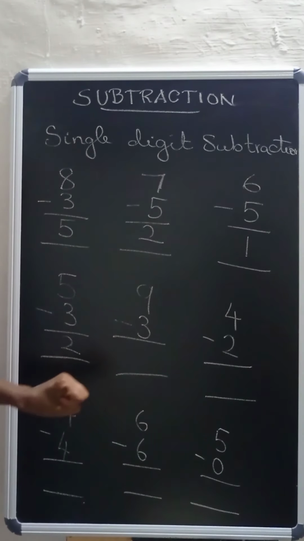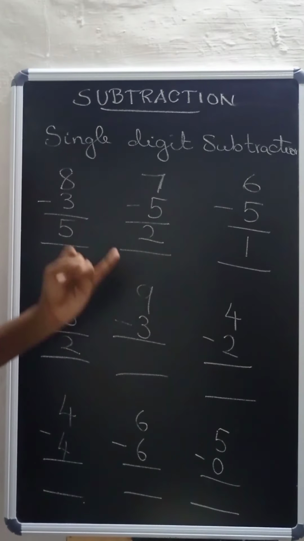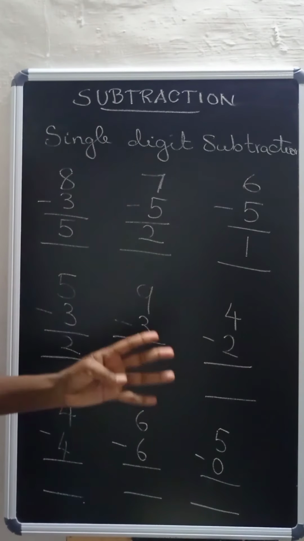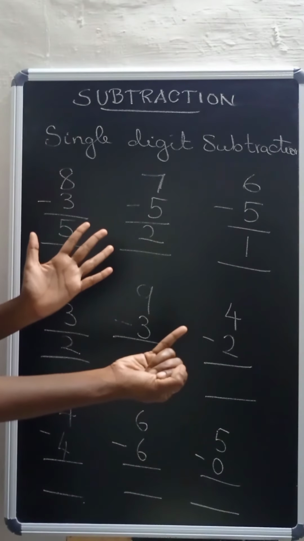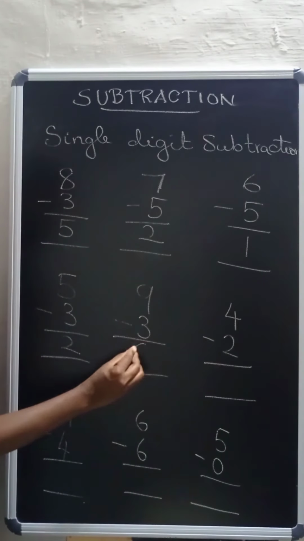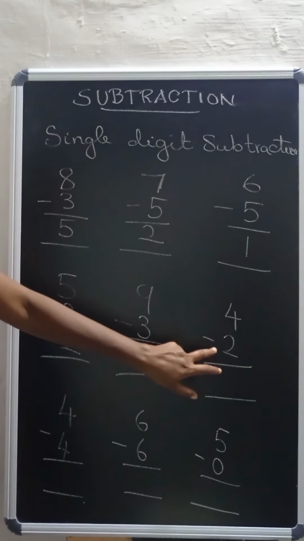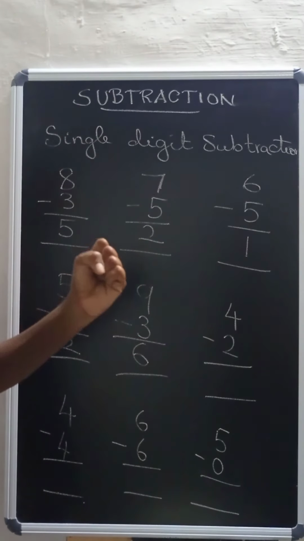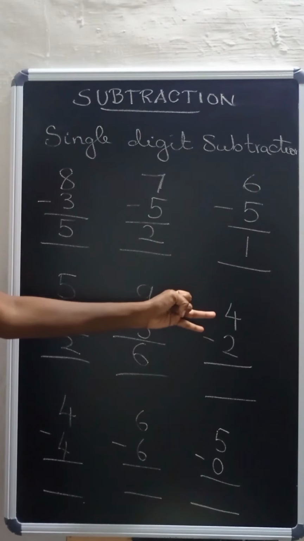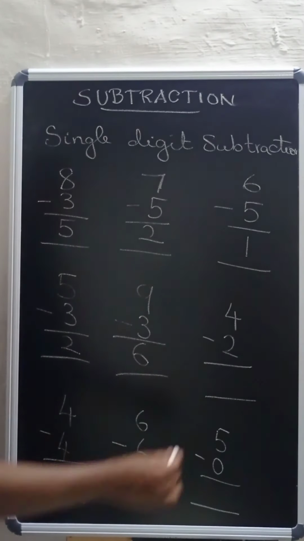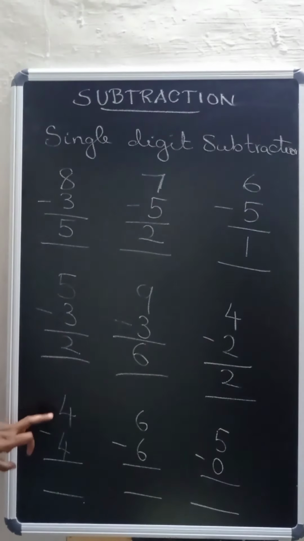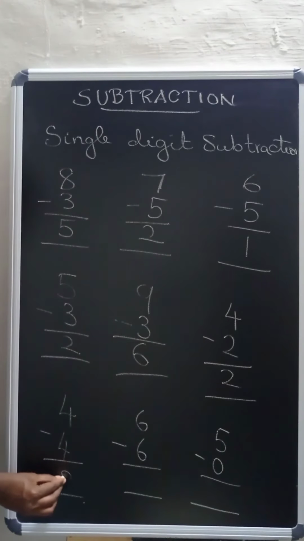Here 9 minus 3. Now after 3, 4, 5, 6, 7, 8, 9. You have 6 fingers. So 6 is your answer. Now 4 minus 2. After 2, 3, 4. Here you have 4. So you got 2 fingers. So 2 is your answer. Now 4 minus 4. So after 4 can you count till 4? No. So 4 minus 4 is 0. So when you subtract with the same number, you will get 0 as your answer.